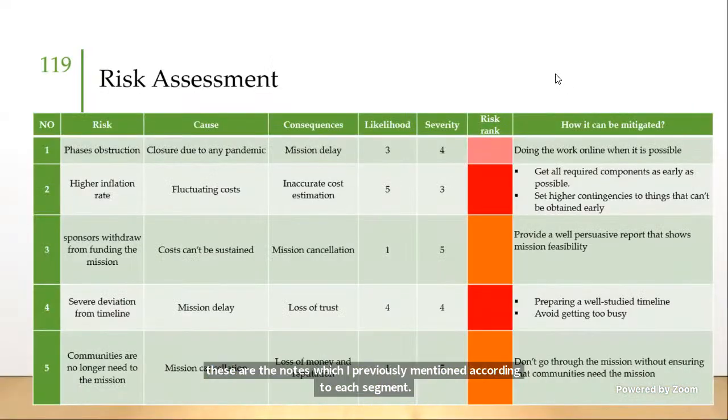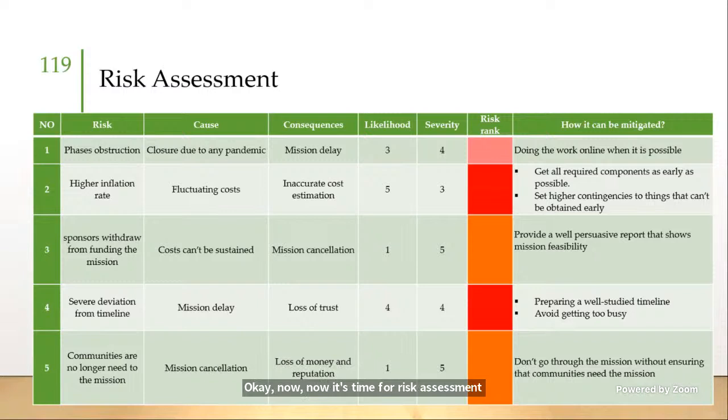Okay, now it's time for risk assessment. There are many risks associated with this mission. So to facilitate visualization here in the slides, we have just taken 5 risks that are associated with management problems. So let's start with the first risk. We have phases abstraction. This may happen due to any closure, such as the coronavirus pandemic or monkeypox that is spreading nowadays. And the consequence will be mission delay. So this actually has a somewhat high risk.